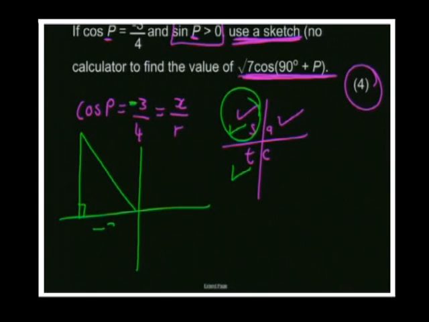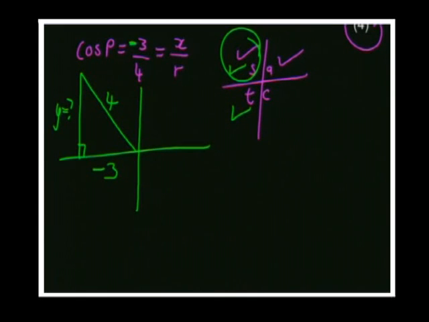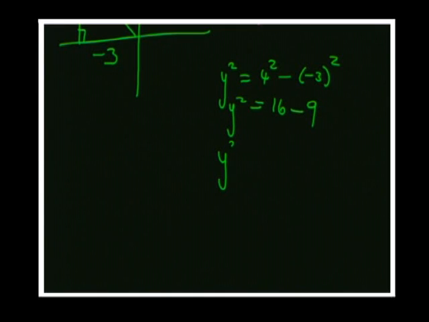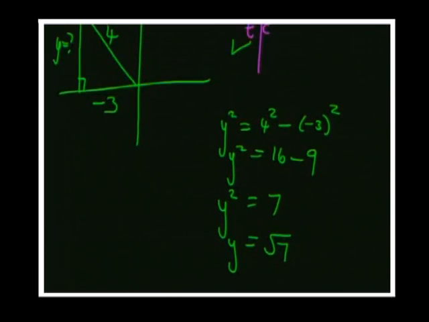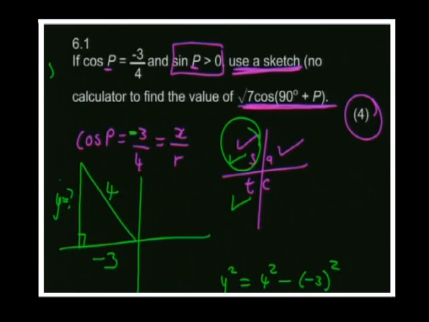My x is negative 3. My radius is 4. I need to find my y value. See, you do exactly the same thing every single time. So your y squared is now your radius squared minus your side squared, which gives you 16 minus 9. So you get 7, and square root 7 will be your y value. So you will fill that in, square root 7 for your y.